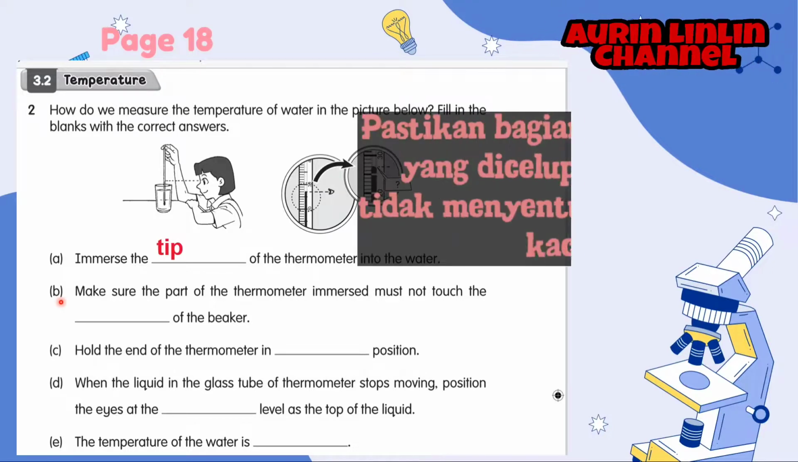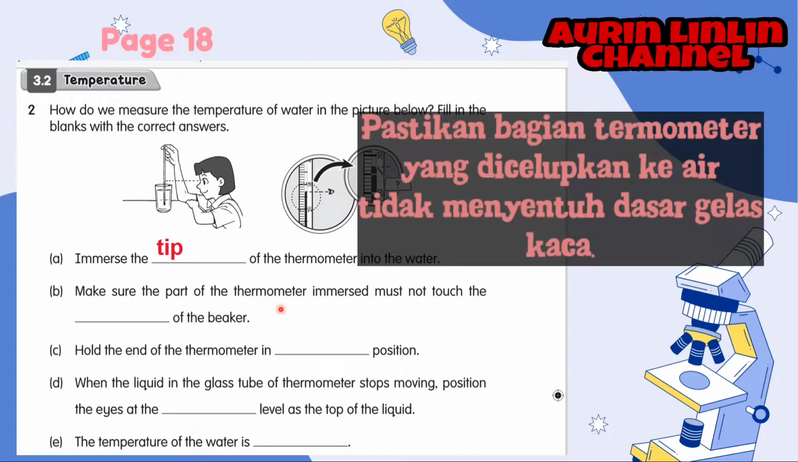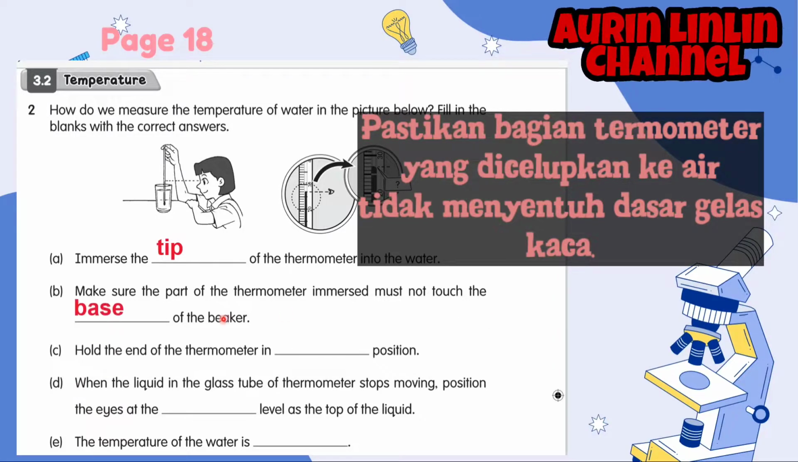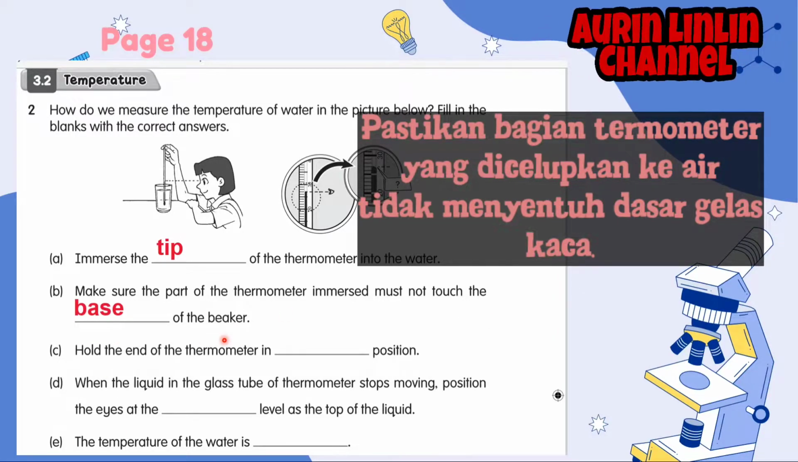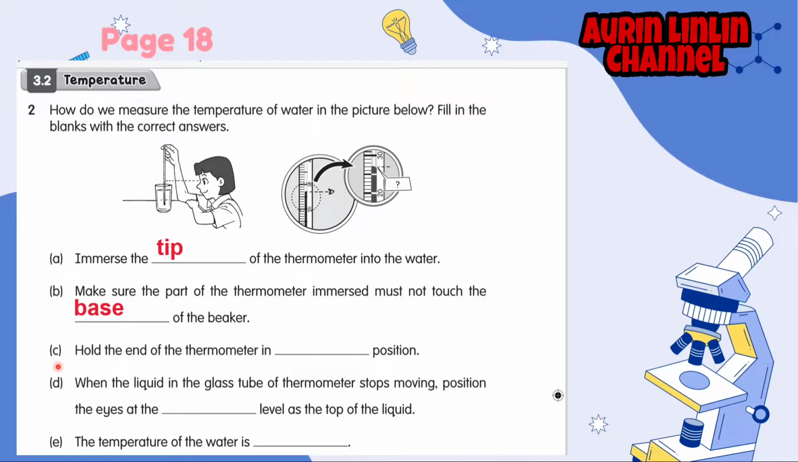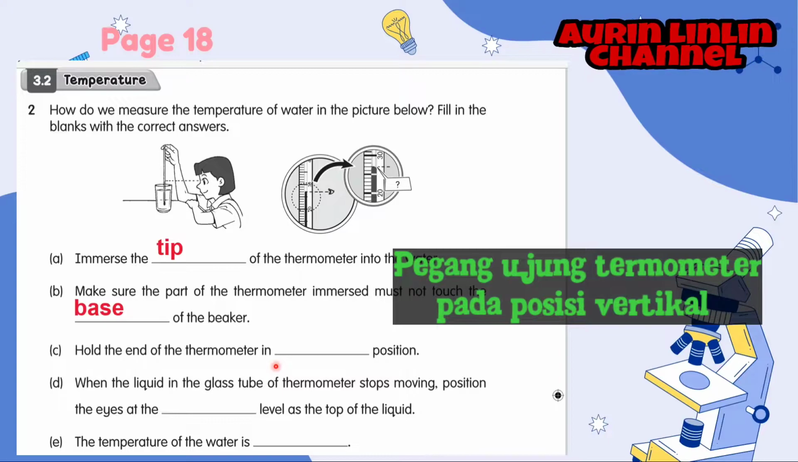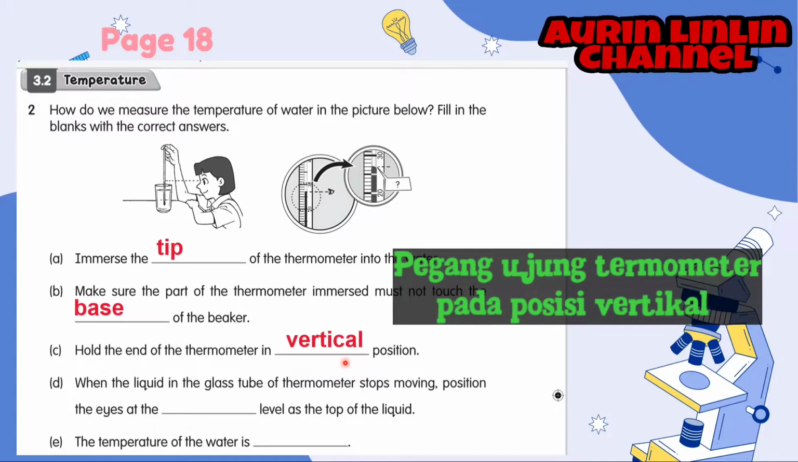Question B. Make sure the part of the thermometer immersed must not touch the base of the beaker. Question C. Hold the end of the thermometer in vertical position.